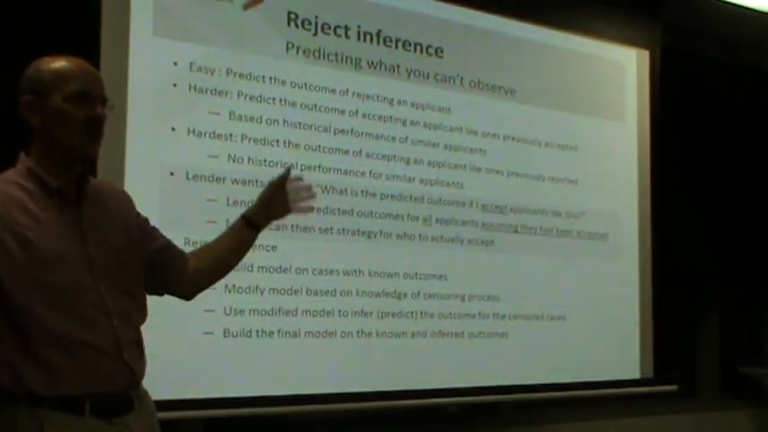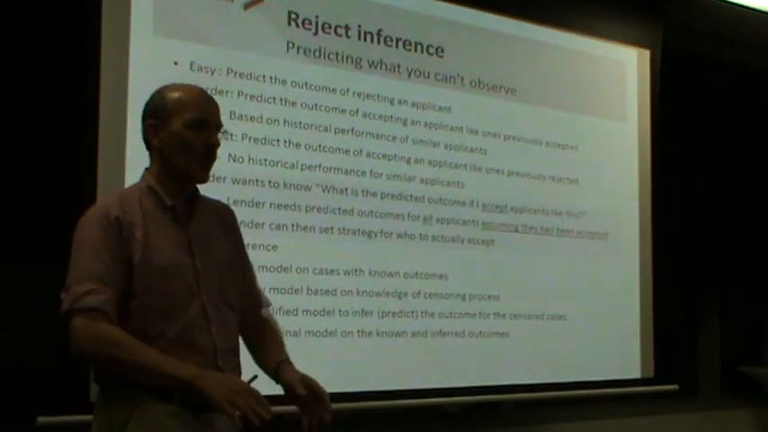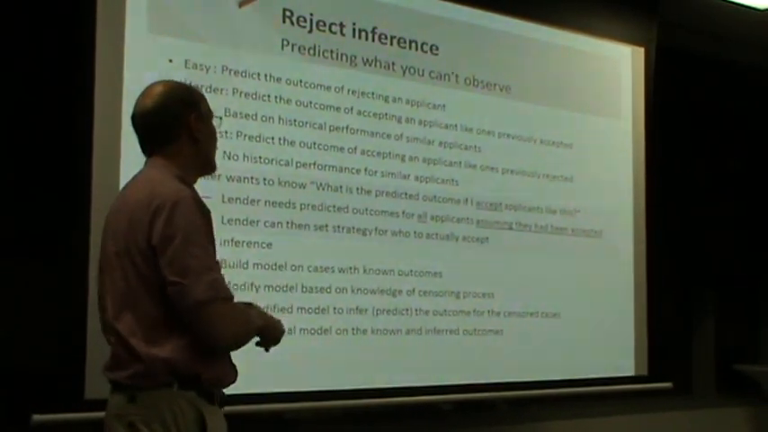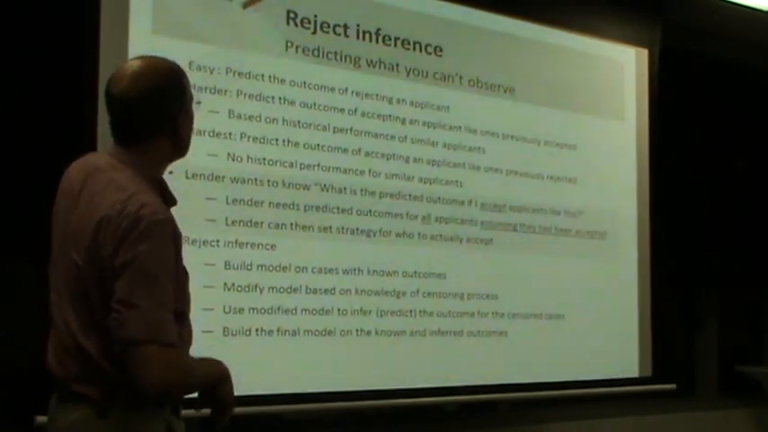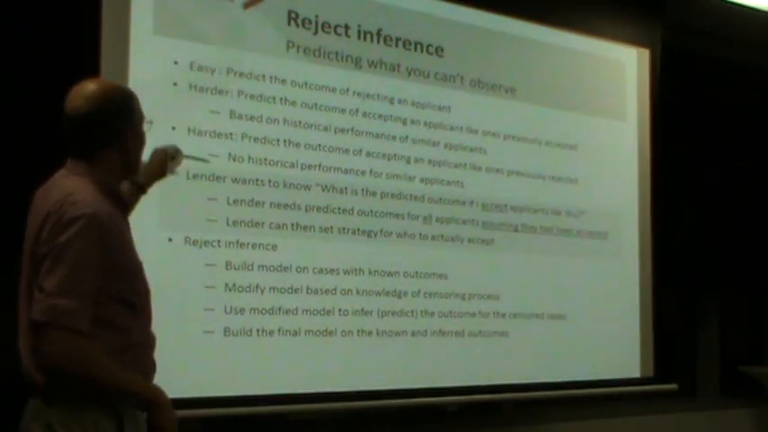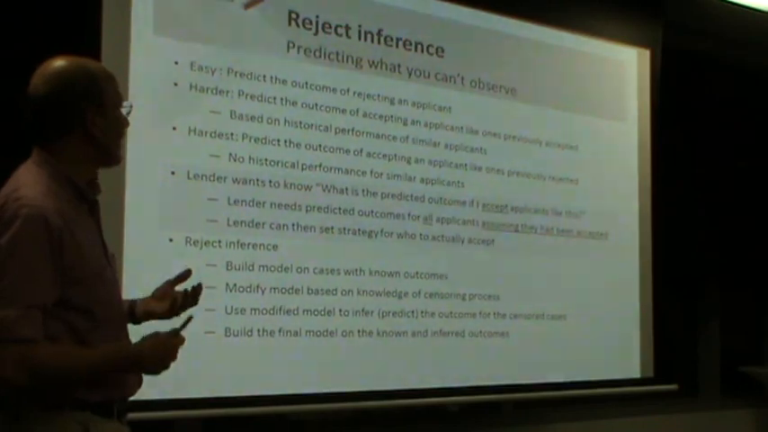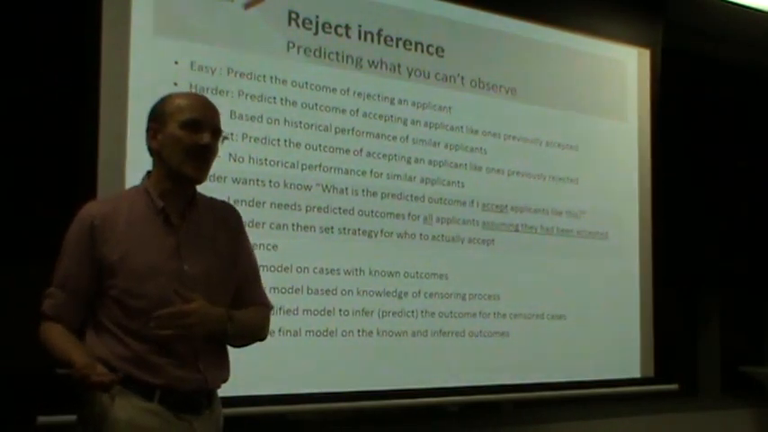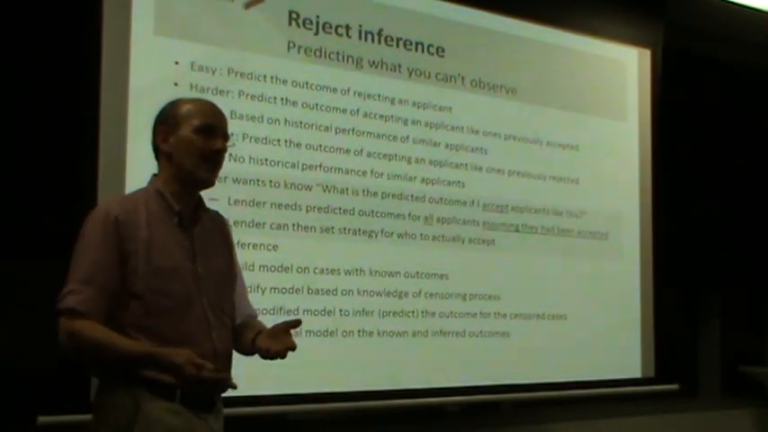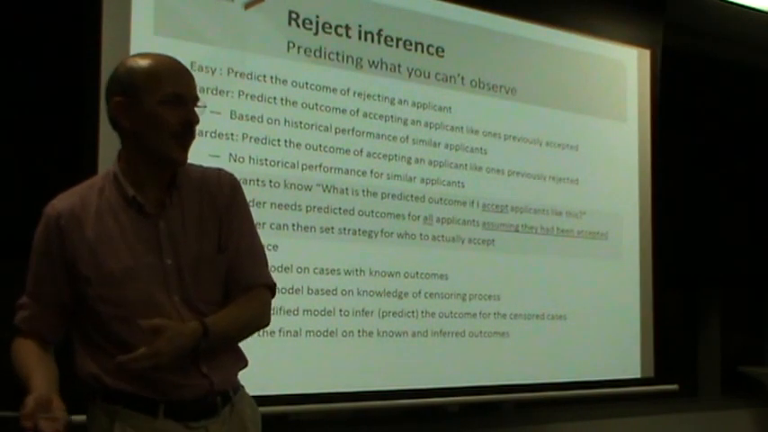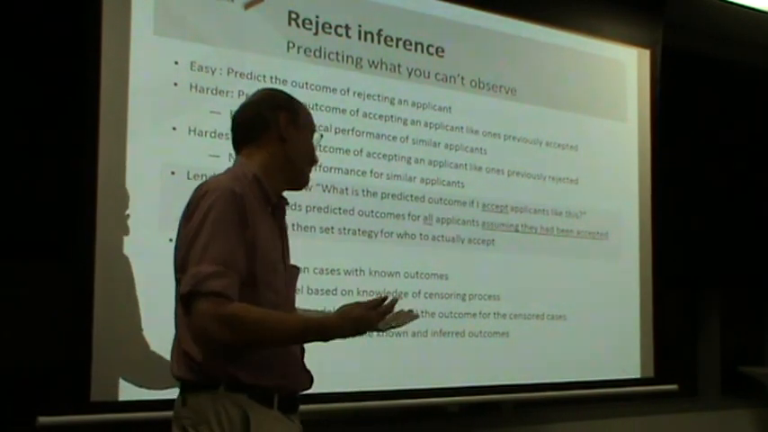Therefore, I will believe the world tomorrow will be the same as the world yesterday, and I'll predict you'll behave like that sort of person in the past. That's easy enough. The hardest part is predicting the outcome of accepting an applicant who looks like ones you've previously rejected. Because if you've rejected people like that in the past, you've got no idea how they would have performed had they actually been accepted.